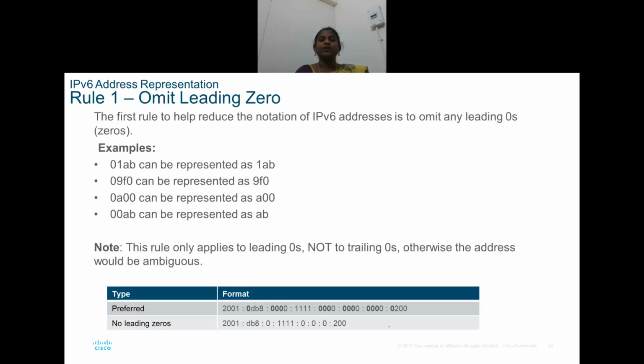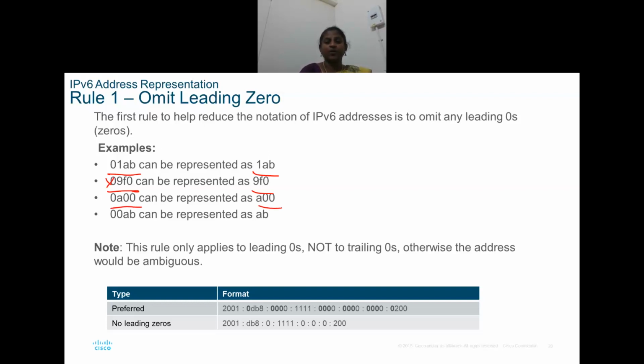Rule number 1 is you omit the leading zeros. Example, here you see 01AB can be written as 1AB. Similarly, 09F0 you can write as 9F0. Because I'm omitting only the leading zeros, you are not supposed to omit the trailing zeros. So 0A00 you can write as A00.